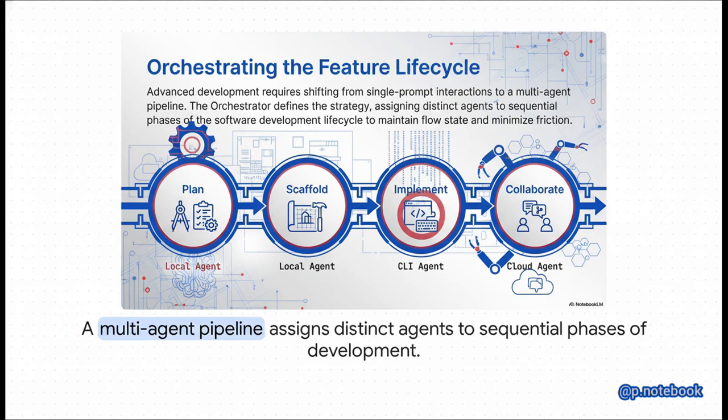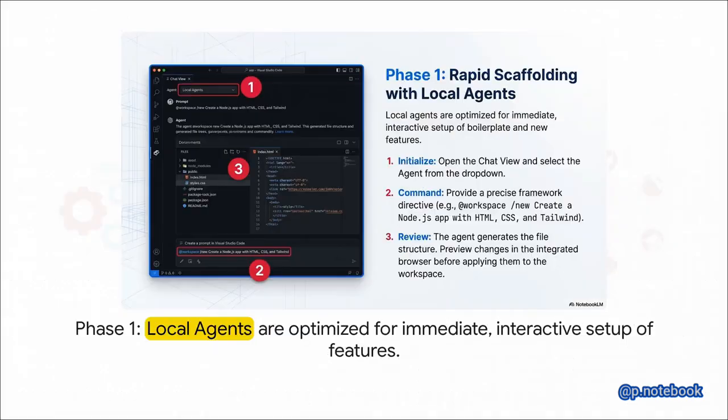It's a 4-phase pipeline. You start by planning and scaffolding with a local agent, then you pass the baton to a CLI agent to do the implementation, and you wrap it all up with a cloud agent handling the collaboration piece. See? Each step uses the perfect agent for that part of the job. So let's watch this in action. Phase 1 kicks off right there in the chat window.